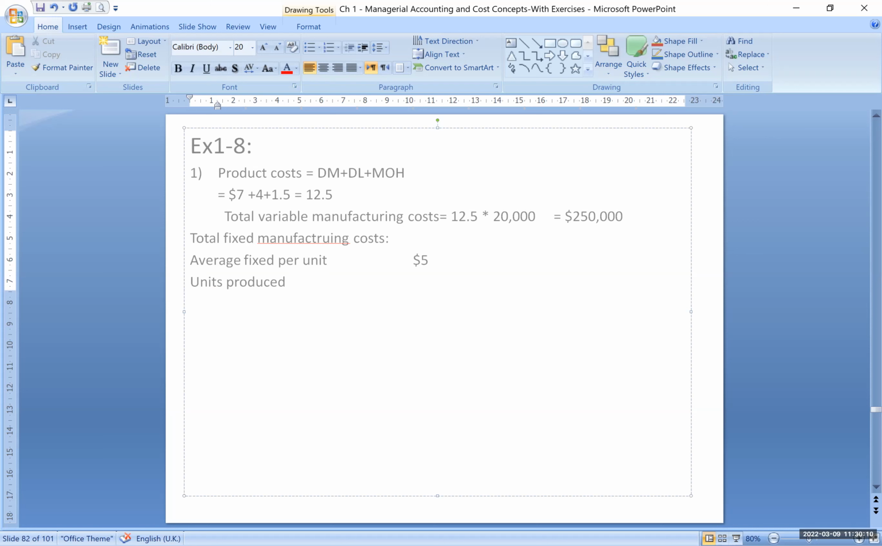We have here 20,000 units, and the answer will be total manufacturing costs. Total manufacturing costs. This will be what? $100,000. And then the total product costs will be the $350,000.